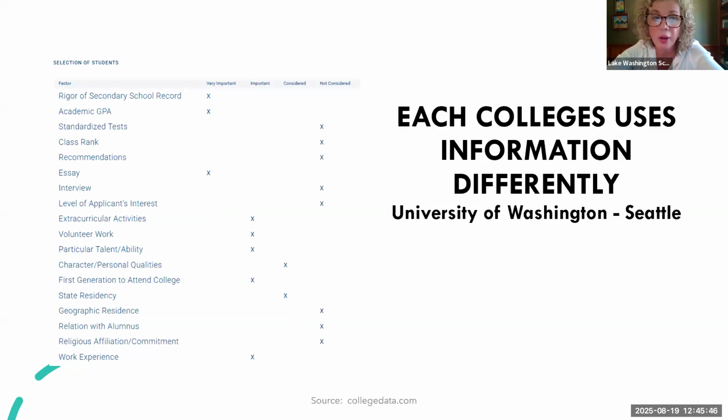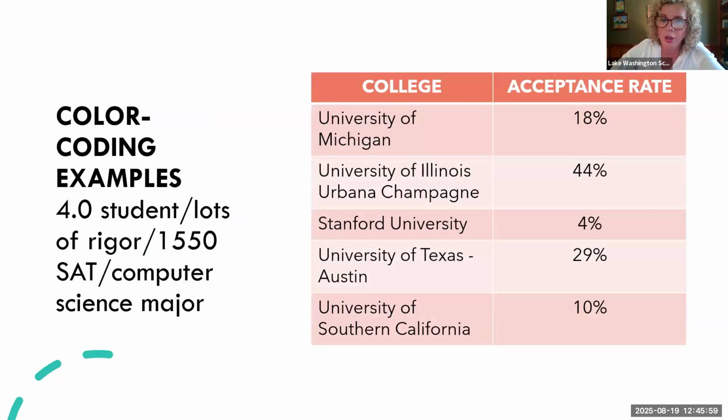And you can see that they don't consider standardized tests, class rank, recommendations, interviews, level of interest, where you live, alumni, religious affiliations, but they do very much prioritize rigor, GPA, and essays.